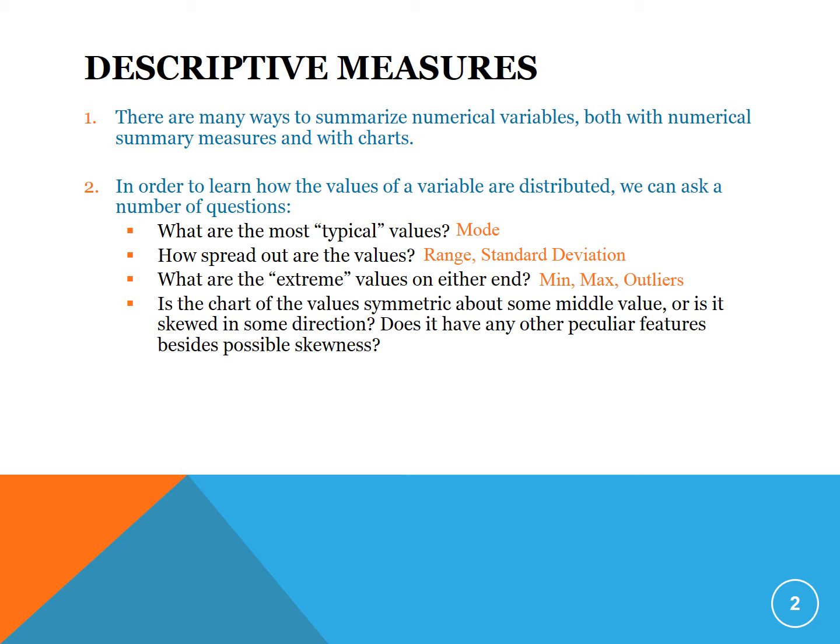Okay? And then the last question is, is the chart of the values symmetric about some middle value, or is it skewed in some direction? We can say it another way, does it have any other peculiar features besides possible skewness? And we are able to measure that by looking at the mean and by looking at the median, depending on the type of value we're looking at there. So all of these terms are going to be discussed further on in this lecture too.